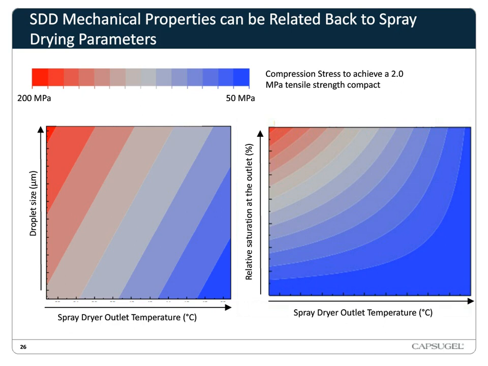In the second plot, we have relative saturation, which is a calculated value at the outlet of the spray dryer, and then spray dryer outlet temperature, which again is a calculated value. And we've related those directly to the compression stress needed to achieve a 2 megapascal tensile strength tablet.